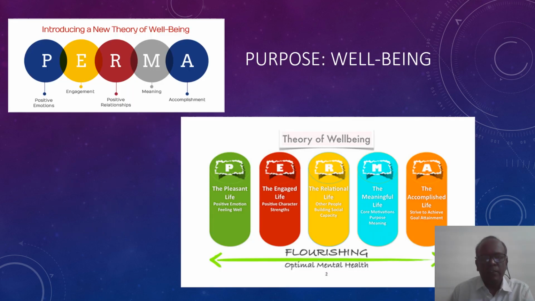So what is the purpose of the ABCDE model? I believe the essential purpose is well-being, which involves factors like positive emotions, engagement, positive relationships, meaning, and accomplishment. So this is described well in the following aspects of life: the pleasant life, engaged life, relational life, meaningful life, and the accomplished life. So these are all the five components of well-being.